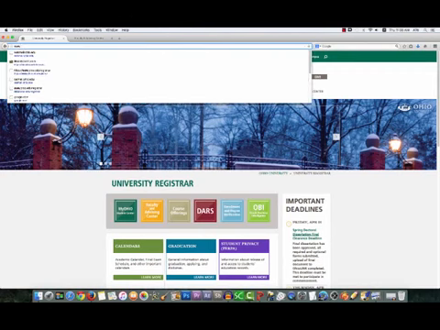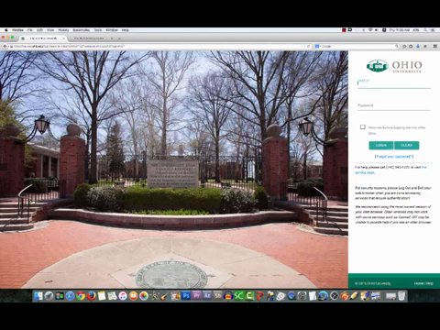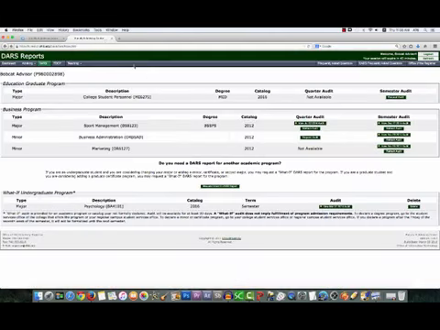To access your DARS, simply go to www.ohio.edu/registrar. Once there, click on the red DARS box below. Using your Ohio ID and password, log in to the Faculty and Advising Center. Be sure to refresh your DARS every time you access it, so you are always looking at the most current information. For other potential academic endeavors, you may also create a what-if DARS for majors, minors, and certificates.